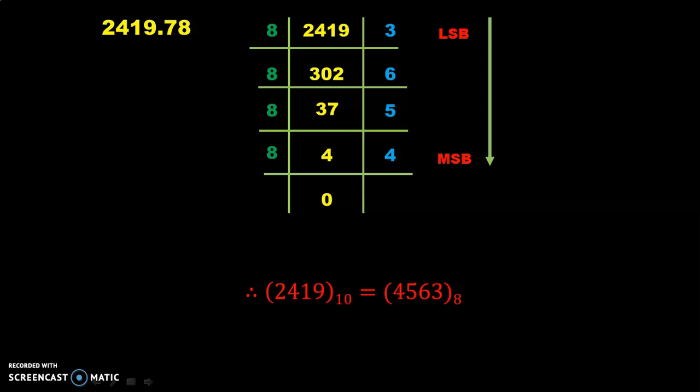But now 0.78, that is our fractional value, and we know how to convert a fractional value from decimal to octal. So we go for repeated multiplication by 8. So 0.78 multiplied by 8 comes to 6.24. 6 is the integer value of the product. In the product we have 6.24. 0.24 is the fractional value, and 6 is our integer value.